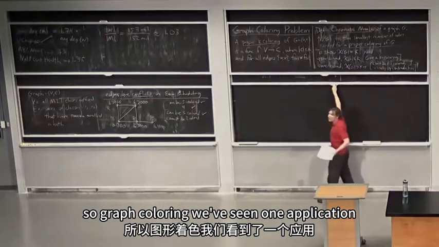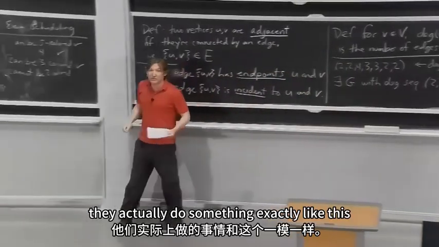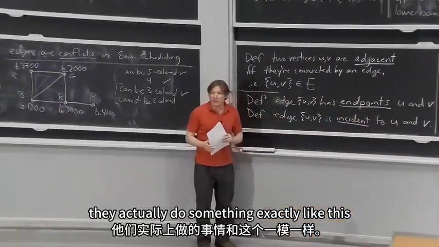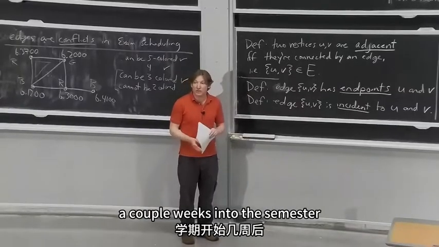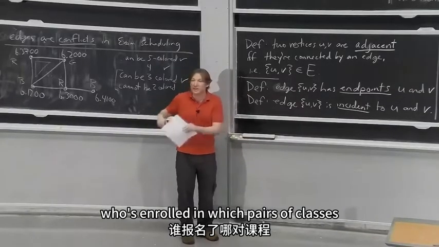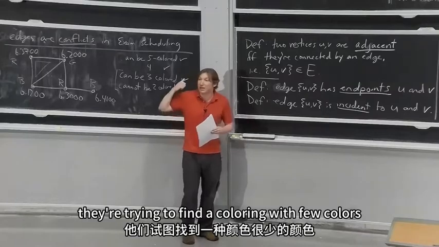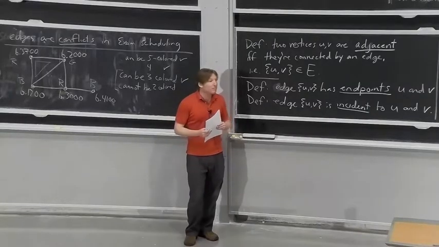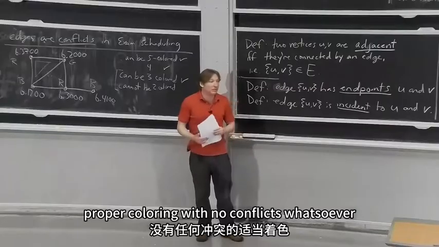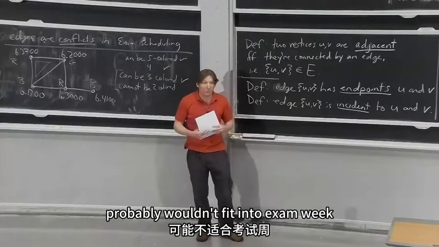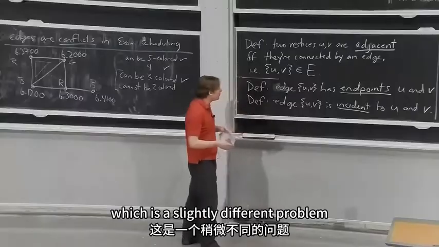So graph coloring. We've seen one application, which is the registrar scheduling final exams. They actually do something exactly like this, by the way. This is why final exam schedules don't come out till a couple weeks into the semester, because they need to see who's enrolled in which pairs of classes, so we can try to schedule those apart from each other. They're trying to find a coloring with few colors.